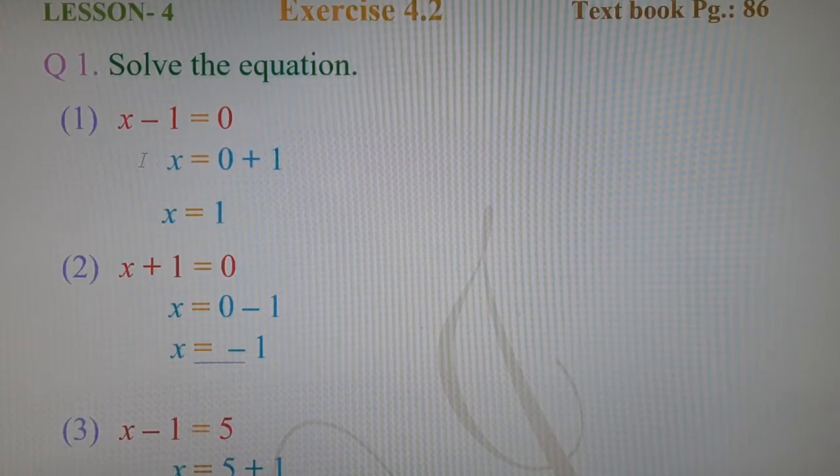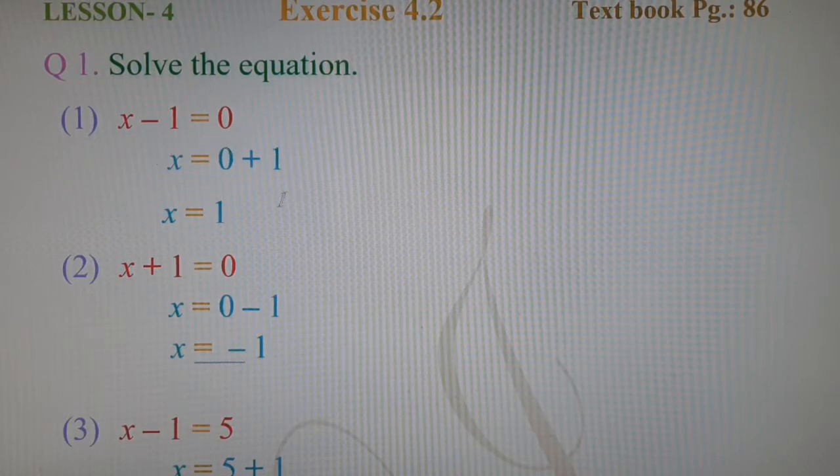So we are solving the equation, but as we solve the equation, we have to find the answer of the variable x. The alphabet is called the variable. The first question, x minus 1 is equal to 0, and we have to find the value of x.